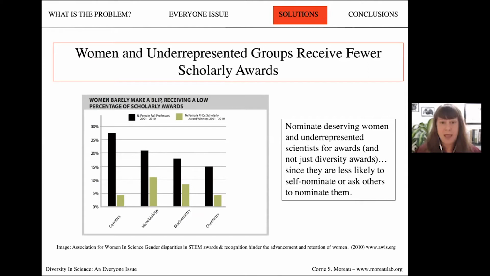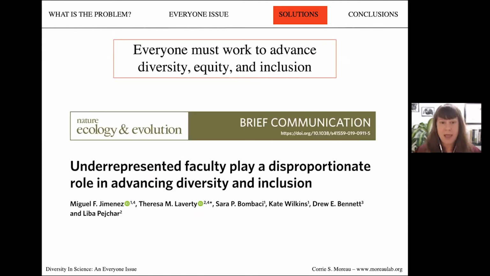In addition, you have to remember that women and underrepresented groups are less likely to self-nominate or to ask others to nominate them. There's a whole body of literature demonstrating that white males are more likely to self-nominate and feel confident enough to ask other people to nominate them. So think of deserving people that you know who might not be often represented in these awards.